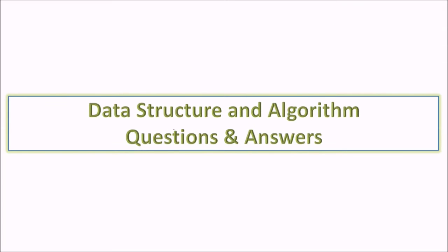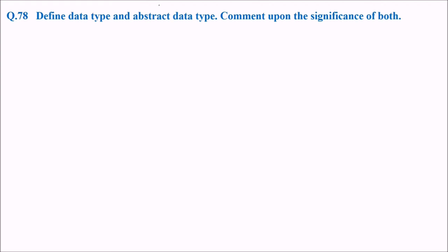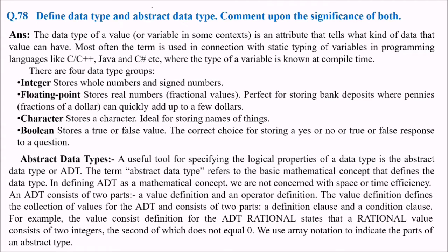So let us take a few more questions and answers in data structure and algorithm. The first is: define data type and abstract data type and comment upon the significance of both. A data type of a value or variable in some context is an attribute that tells what kind of data that value can have. For example, if I say int a, then a is going to store all the integer values. Float a will contain only the floating point values.